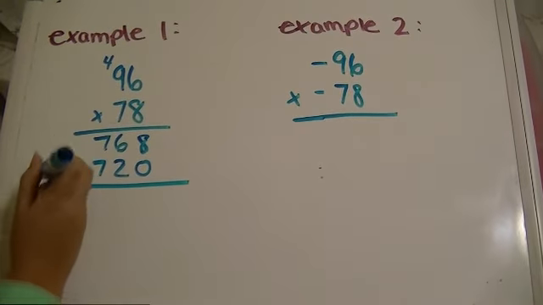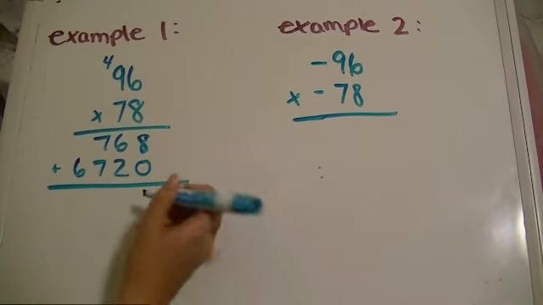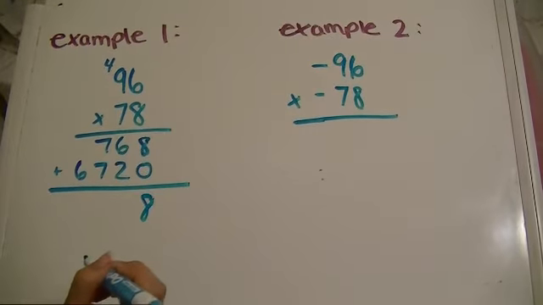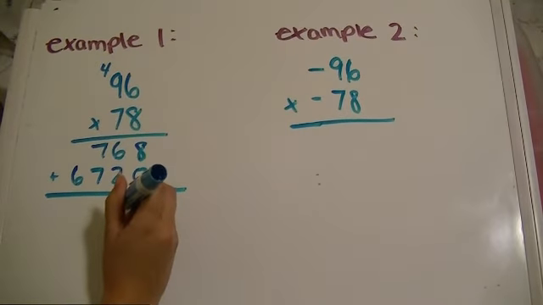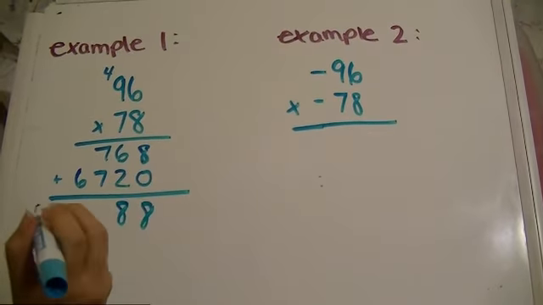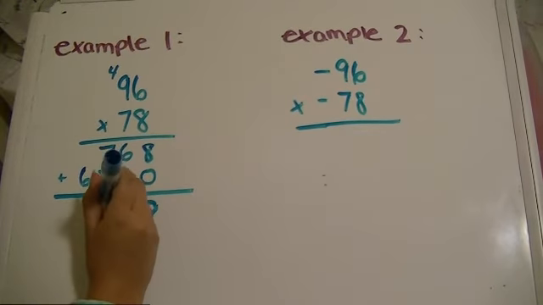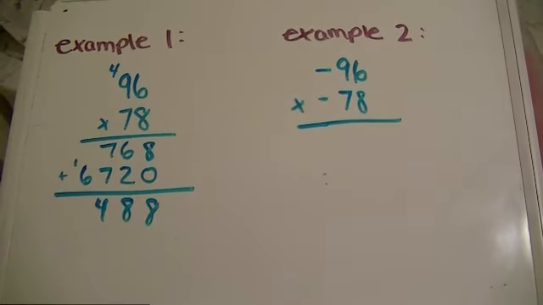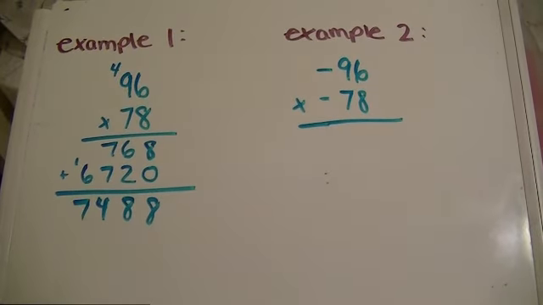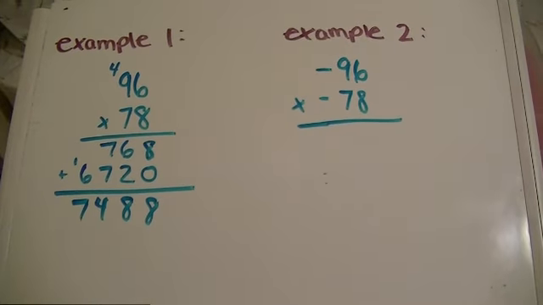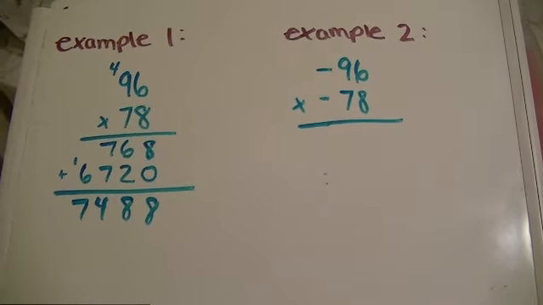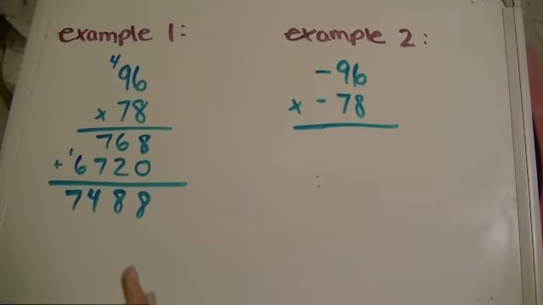So now we'll add our numbers together. So 8 plus 0 is 8. 6 plus 2 is 8. 7 plus 7 is 14. Carry the 1. And 6 plus 1 is 7. So we get our final answer of 7,488.